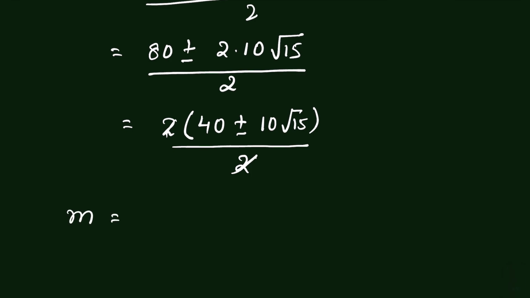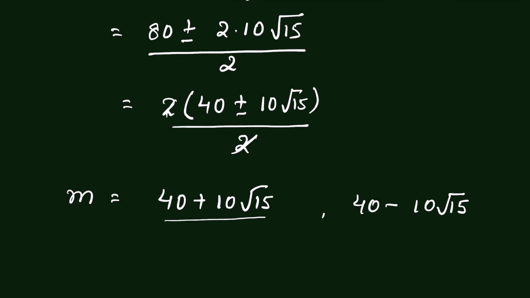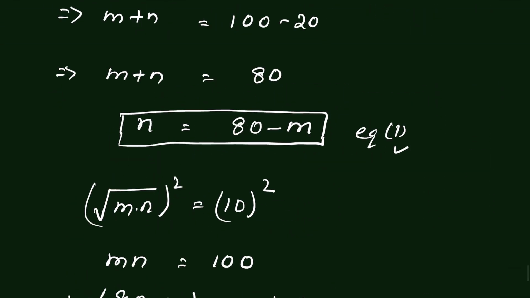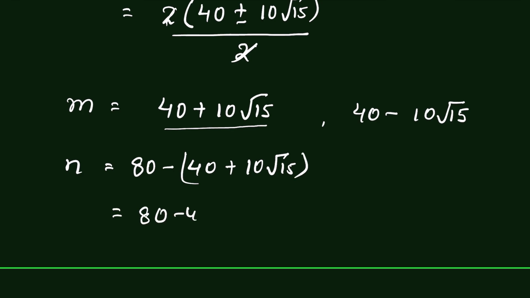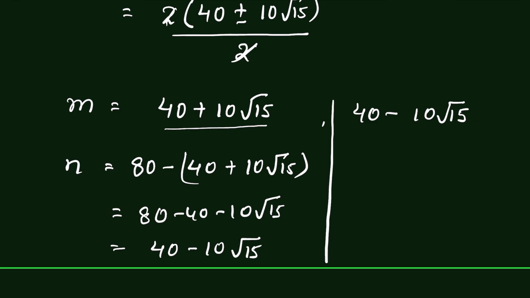Therefore m is equal to either 40 plus 10 times square root of 15, or 40 minus 10 times square root of 15. If m is 40 plus 10 times square root of 15, then from equation 1, n is equal to 80 minus m. So it will be 80 minus (40 plus 10 times square root of 15), so it is 80 minus 40 minus 10 times square root of 15, or it is 40 minus 10 times square root of 15.